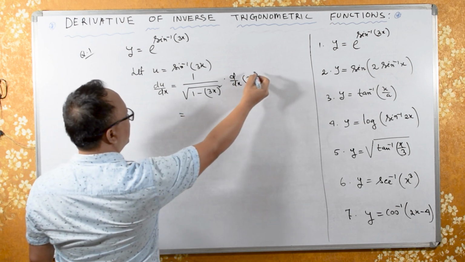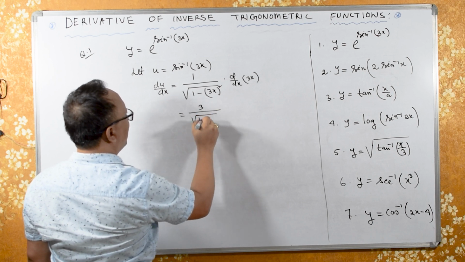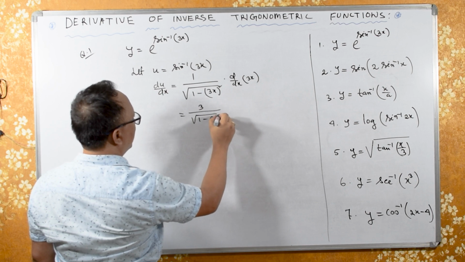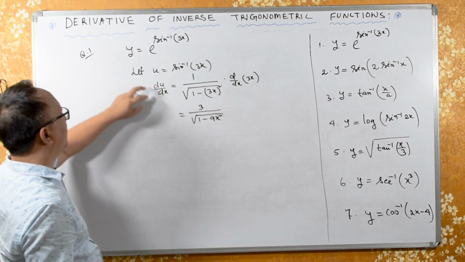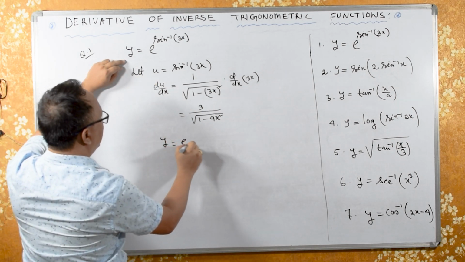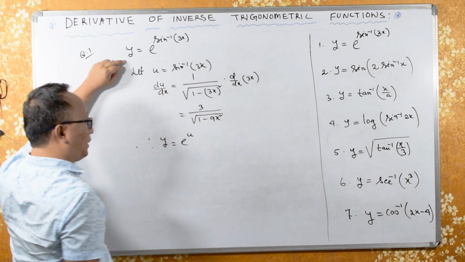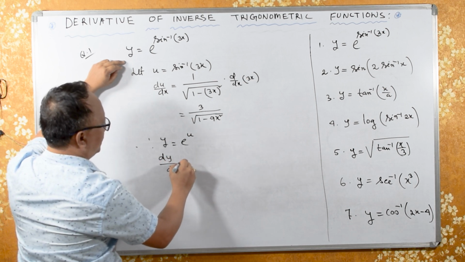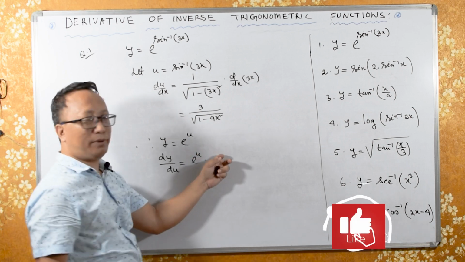Now d by dx of 3x is what? 3 upon square root of 1 minus 9x square. I have du by dx. Now y becomes, what is y? y becomes e raised to u. From here I can find dy by du. Differentiation with respect to u is e raised to u into du by du, which is 1.